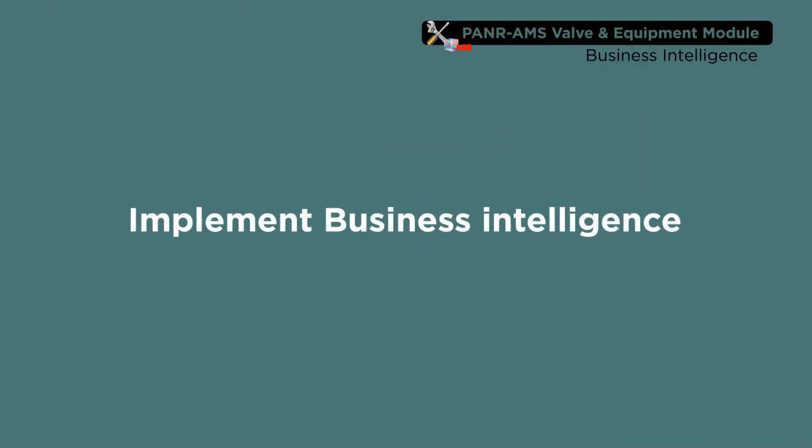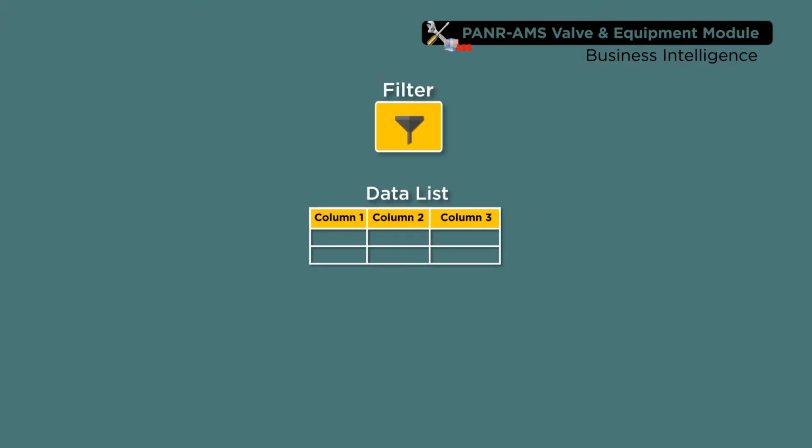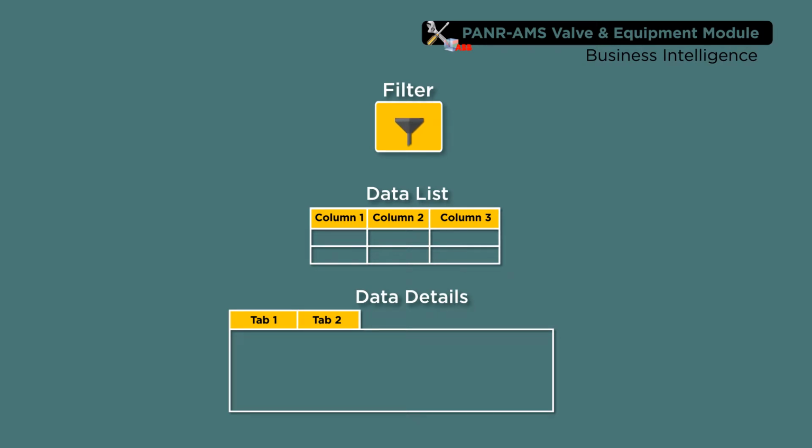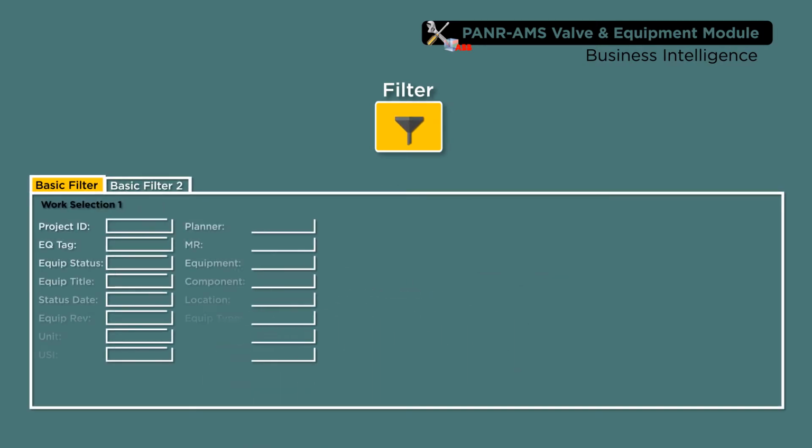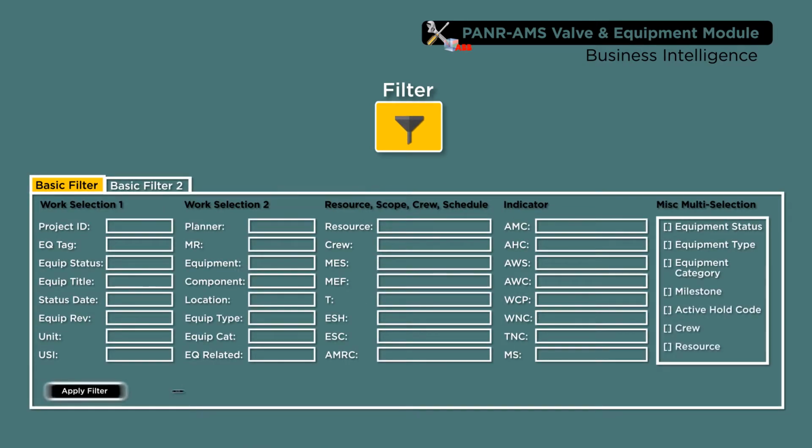To implement business intelligence, the valve and equipment module has an intuitive filter, data list, and data details user interface. The filter section gives users the ability to search for valve and equipment information within milliseconds. The filter works on multiple data types and combinations, providing access to critical decision-making information.